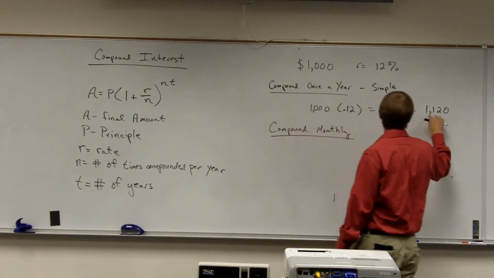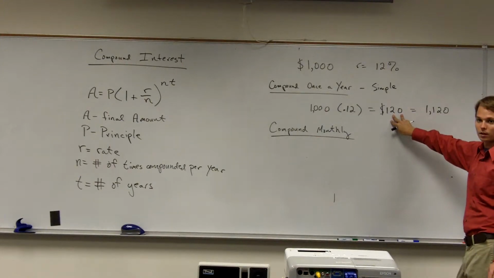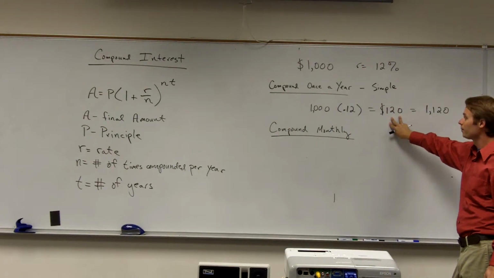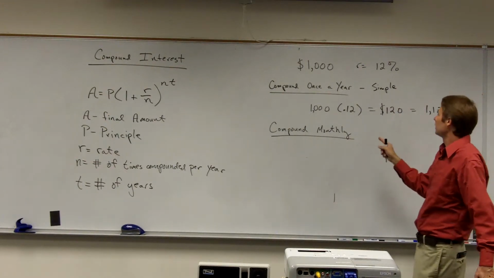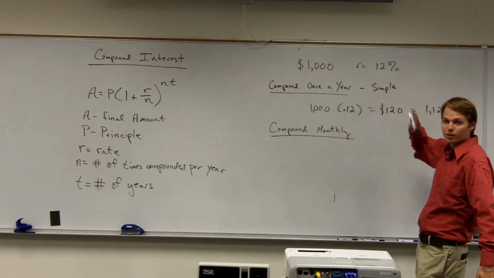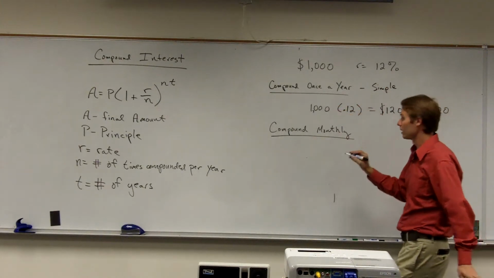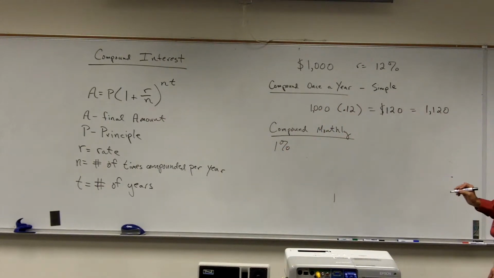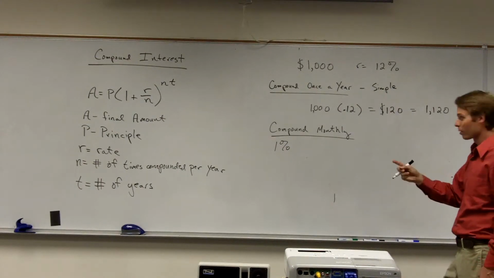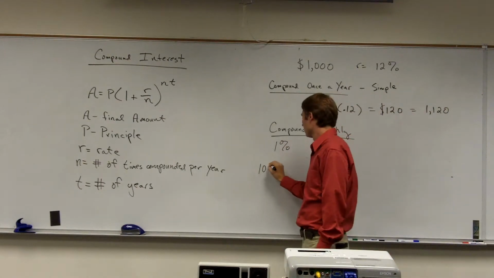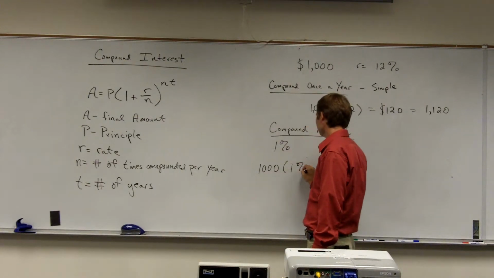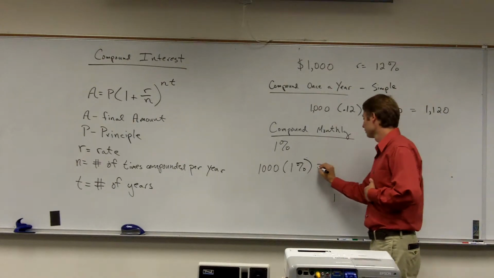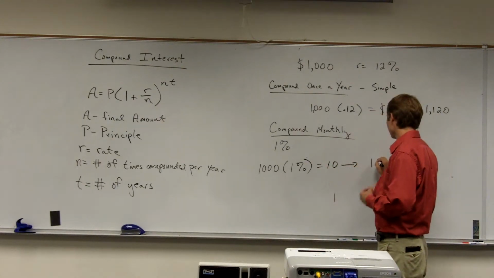If you wanted to think about this, you're getting $120 at the end of the year, right? Or you're getting $10 a month. That's another way of thinking about it. But when a bank compounds monthly, it actually takes this percentage and splits it up over 12 months. So each month you're going to get a 1% interest rate. So now at the end of month one, for example, take that $1,000, you get 1% of that, so you get $10, right?